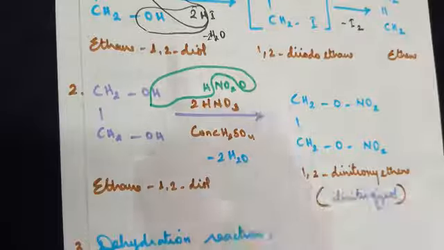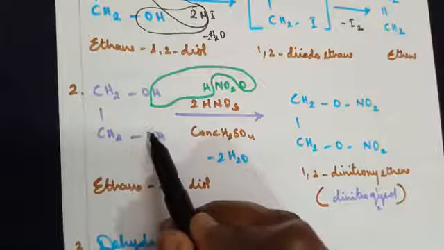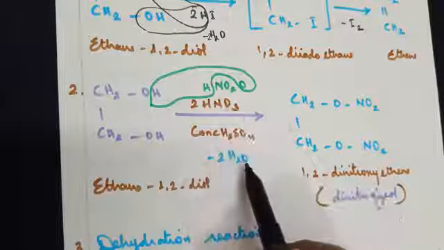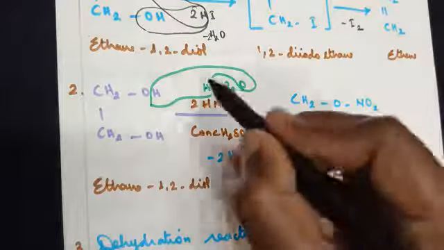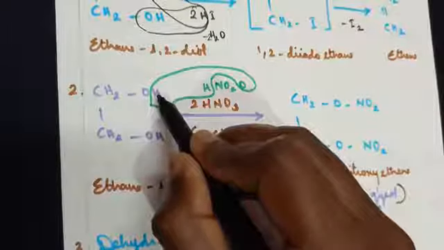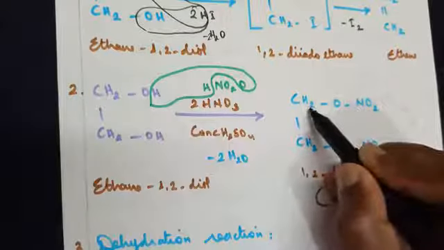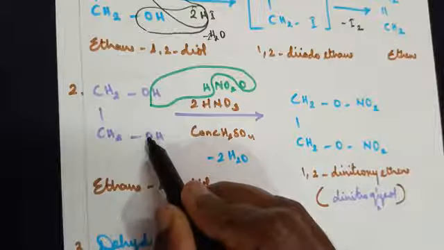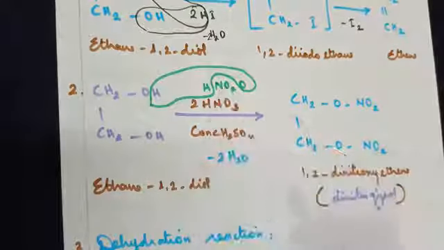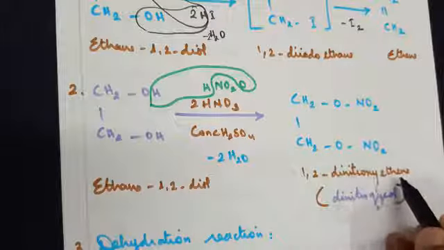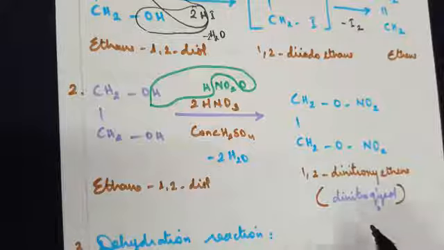As a result, when ethane 1,2 diol is treated with two molecules of nitric acid, two molecules of water are lost. Left over is CH2O, and this NO2 comes and joins here. So you get CH2O NO2, and down again CH2O NO2. So the name of the compound is 1,2 dinitroxyethane, or we can also call it dinitroglycol.